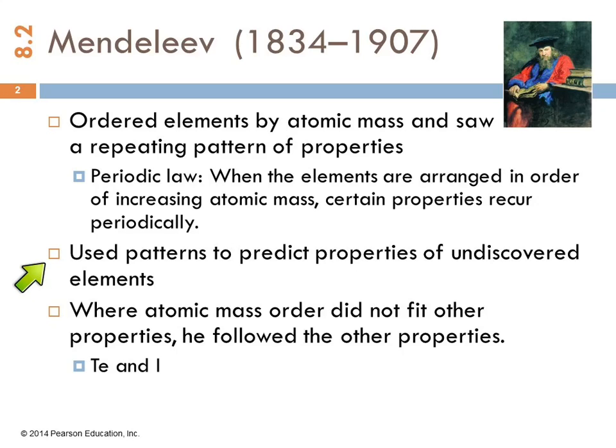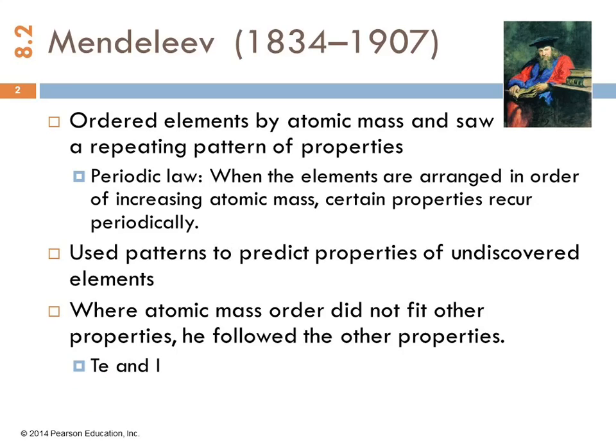So he used the patterns that he saw in his table to predict the properties of undiscovered elements. And there were a couple of places where the atomic mass order didn't fit with the other properties, so he looked at the other properties instead. Tellurium and iodine is one of those examples.